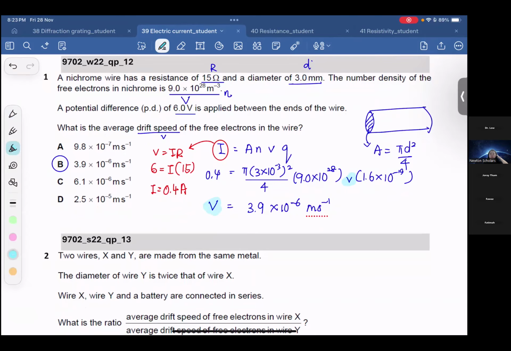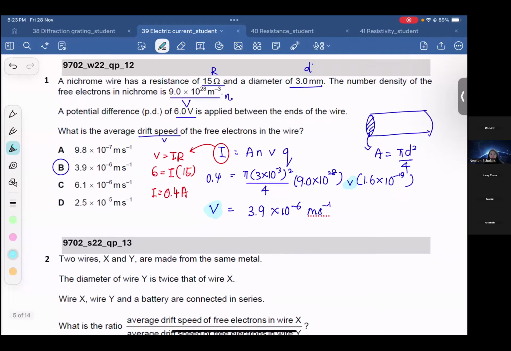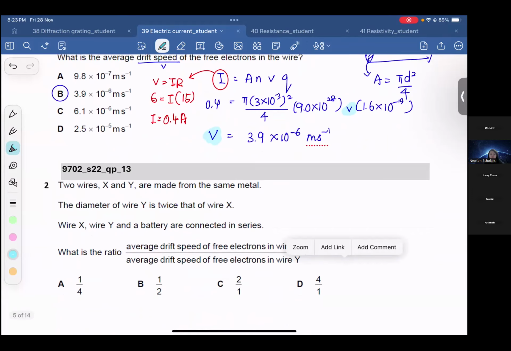Is it okay for this question? You just need to identify what is your A, N, V, Q, what is your I, where to find your I, and where to find your area. Okay, is that clear? Can we proceed to question number 2? Yes or no? Okay, how about others?